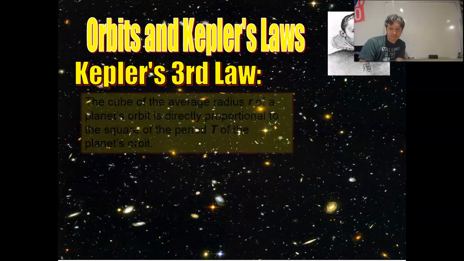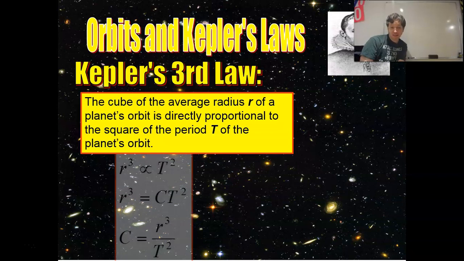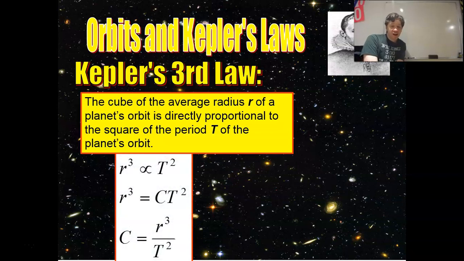Kepler's third law, again, it's very wordy. The cube of the average radius r of a planet's orbit is directly proportional to the square of the period T. Mathematically, we say r cubed is proportional to T squared. And we can set that equal to an equation if we have a proportionality constant, and this is Kepler's constant C. That's very important. Kepler's constant C is not a universal constant. It is different depending upon your orbit.